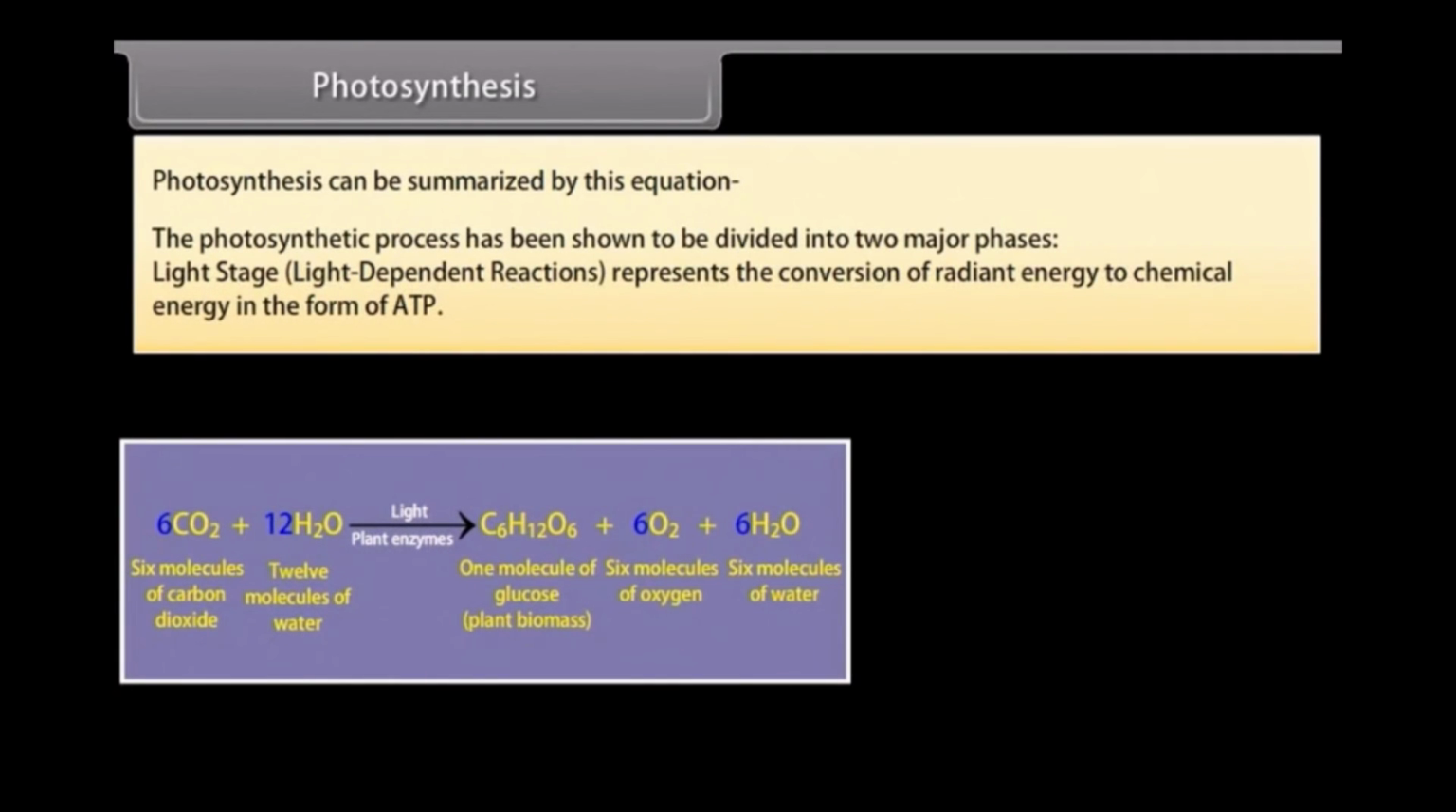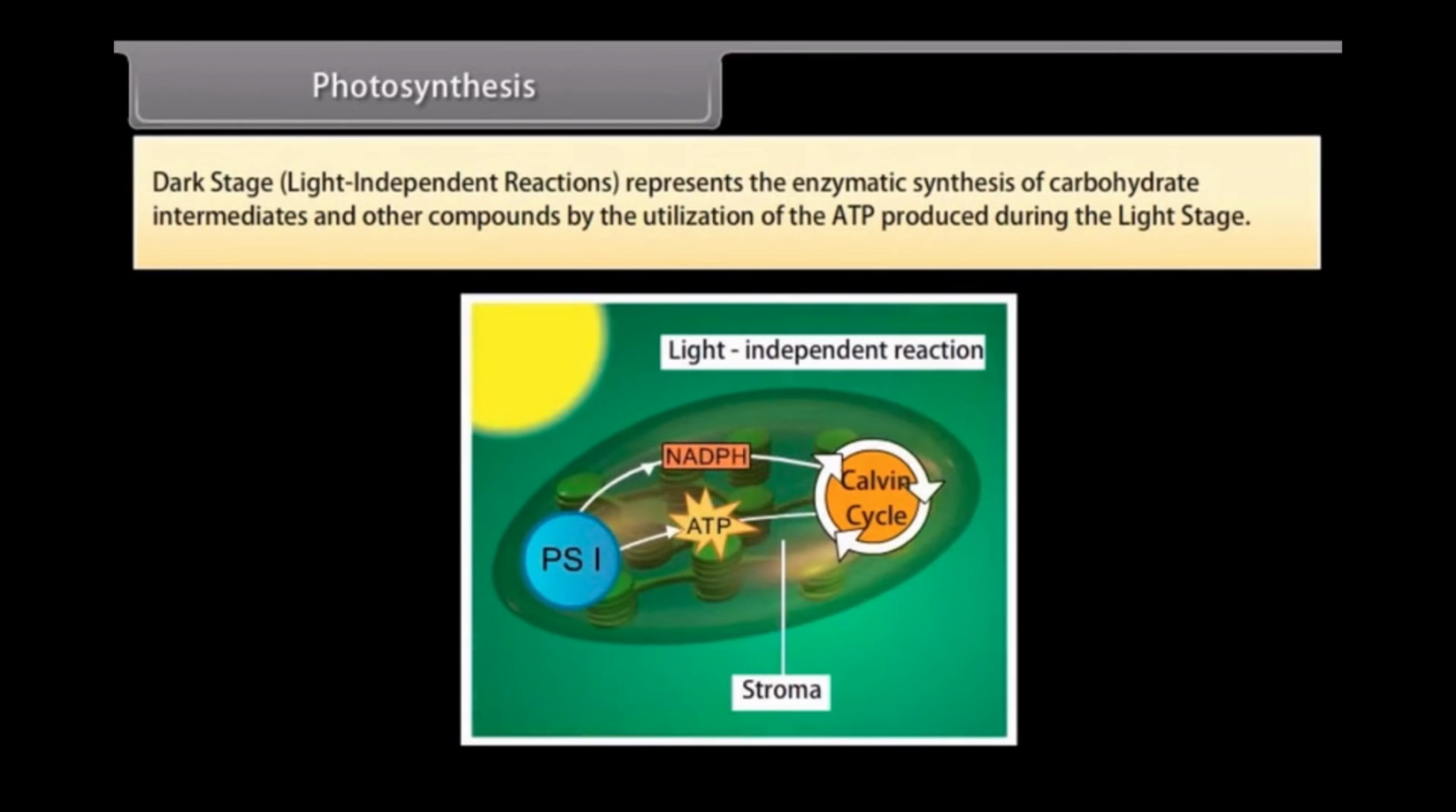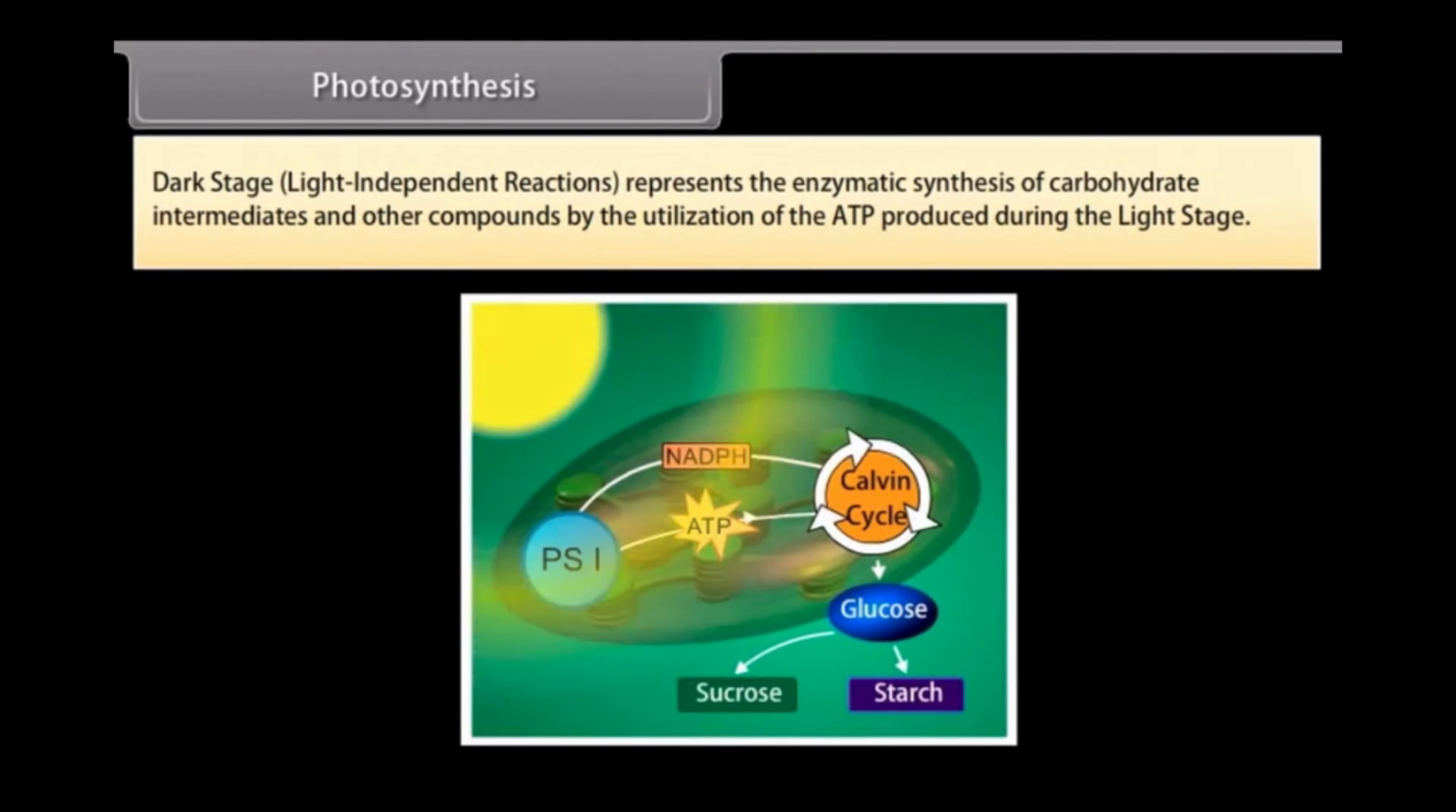The photosynthetic process has been shown to be divided into two major phases. Light stage, or light-dependent reactions, represents conversion of radiant energy to chemical energy in the form of ATP. Dark stage, or light-independent reactions, represents the enzymatic synthesis of carbohydrate intermediates and other compounds by the utilization of the ATP produced during the light stage.